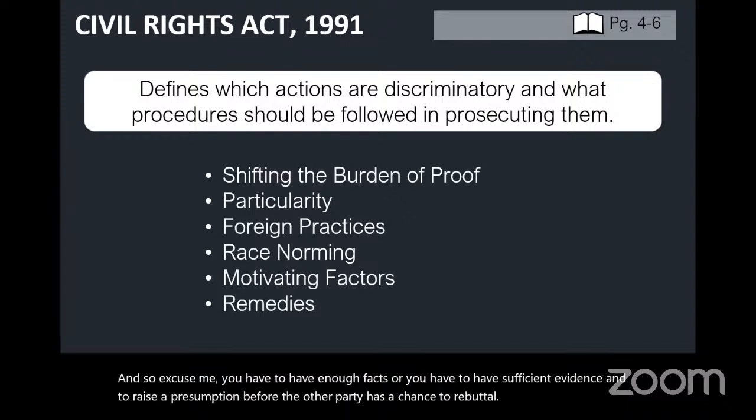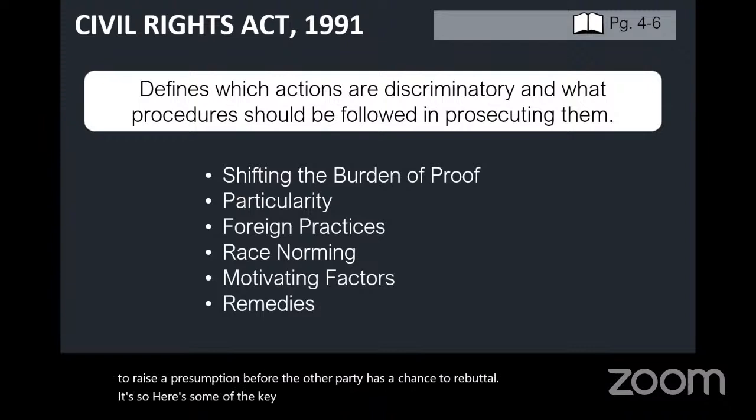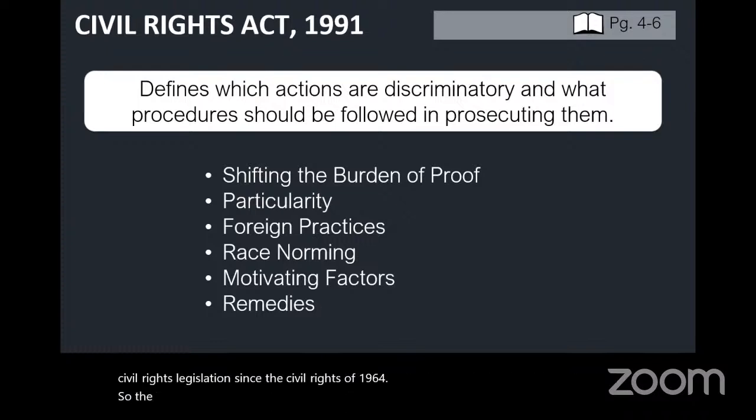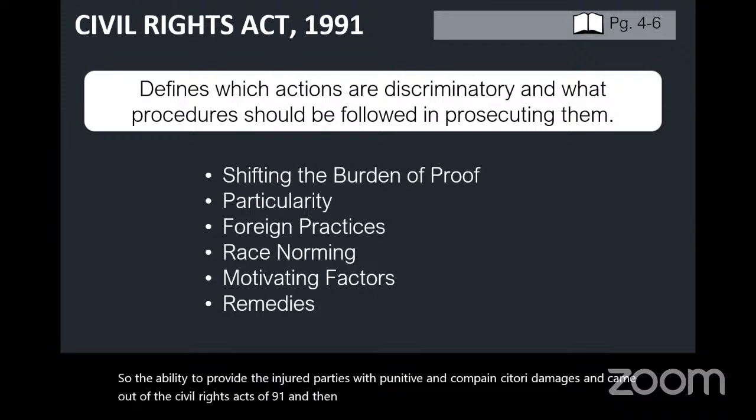And so here are some of the key takeaways of the Civil Rights Act of 1991. It is the most complete civil rights legislation since the Civil Rights Act of 1964. Also, the ability to provide injured parties with punitive and compensatory damages came out of the Civil Rights Act of 91. And then an employee can select trial by a jury rather than just the judge alone. Those are just some key takeaways that came out of this act.